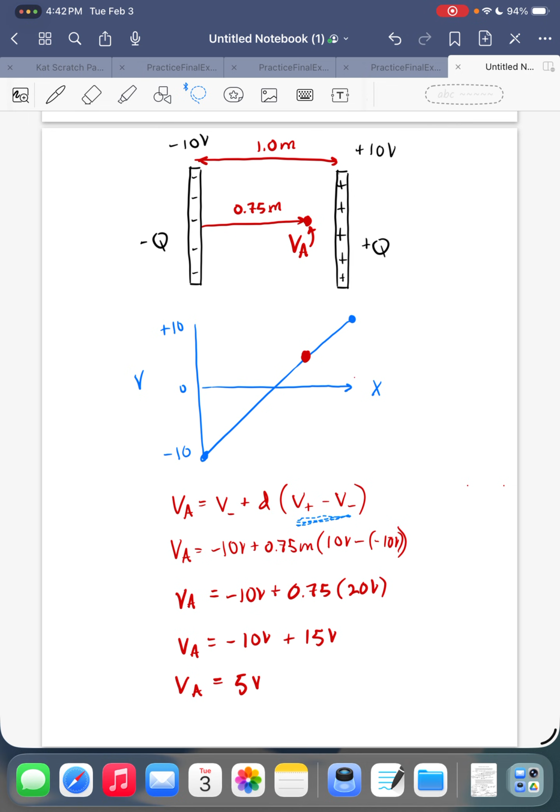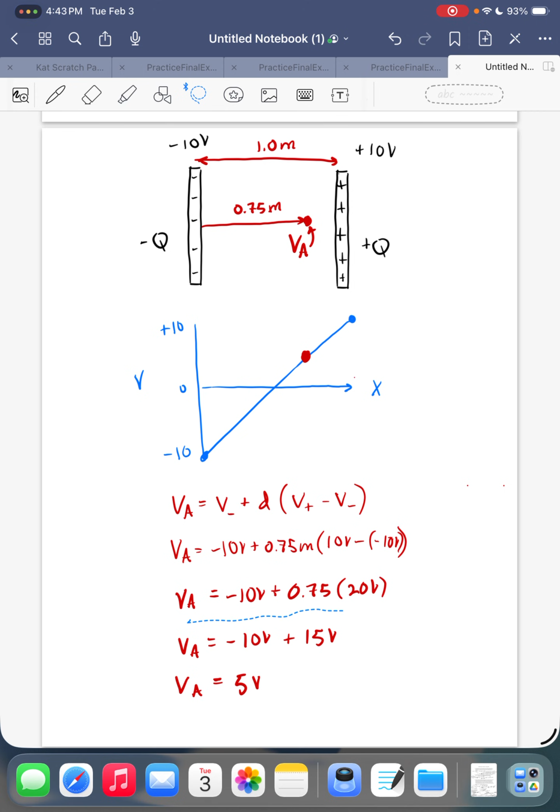negative plate. So the voltage at point A is minus 10 volts because you start out at minus 10 volts here. And then it's 0.75 meters. You've traveled 0.75 meters from left to right of that total difference. What's the total difference? It's from 10 volts to minus 10 volts. So it's a 20 volt difference when you go from the minus 10 plate all the way up to the 10 volt plate. So I'm taking this distance and multiplying it by the total difference in voltage. That's what we're getting here. And we're starting out with whatever point we're at when we start out on the negative plate.